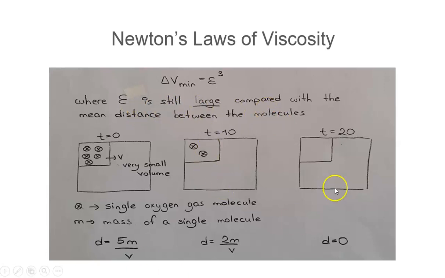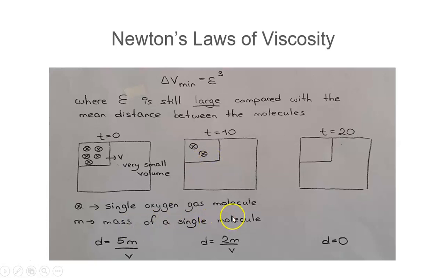Okay, so if you look at what we have here, these are molecules. Let's assume these are single molecules of oxygen gas. Okay, here time is equal to 0, and the volume is very small here. When time is equal to 10, what can you notice? When time is equal to 20 seconds, what can you notice? You will keep noticing that as the volume tends to 0, the density continuously changes.